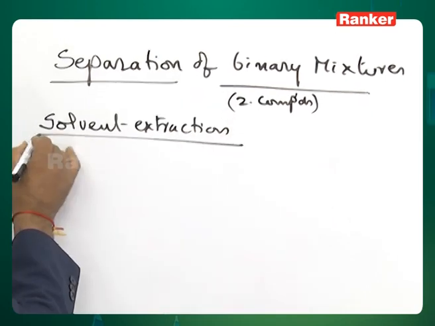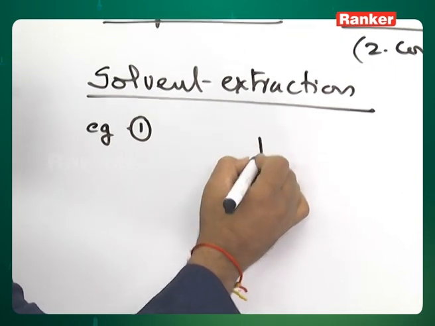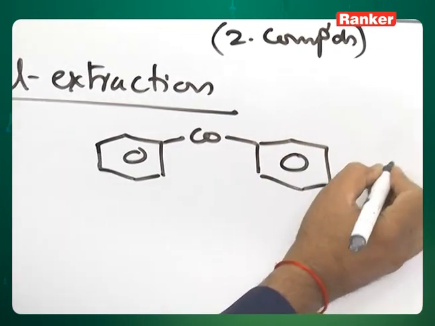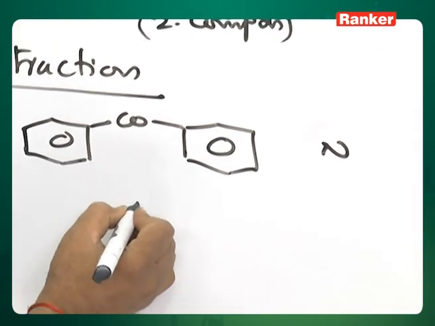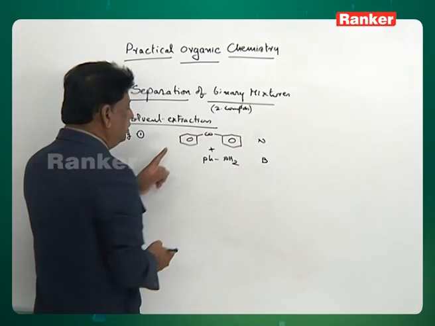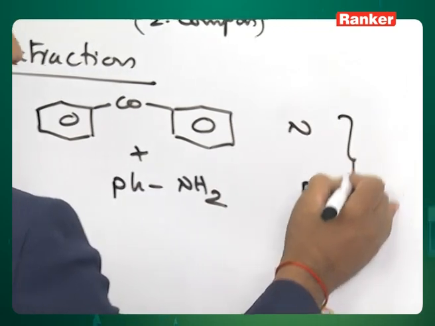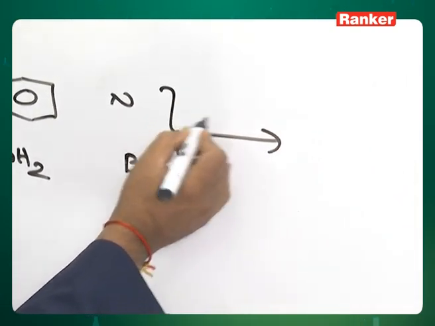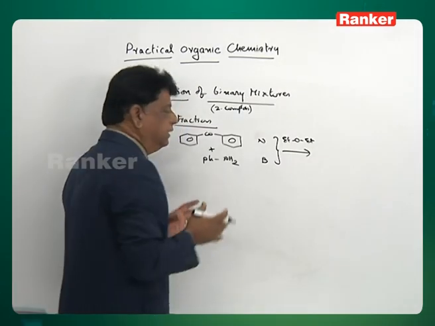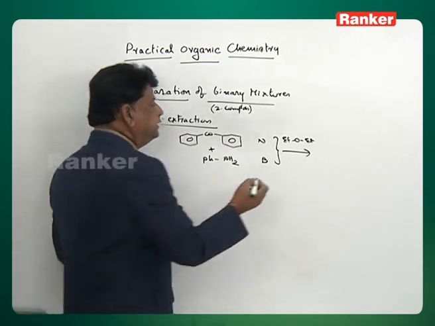In this method, an example: one neutral compound like benzophenone. This is a neutral compound, right? But another compound is aniline. This is the mixture. This is basic. One neutral, one base. If these 2 compound mixture is given, what you have to do is first you add the ether, diethyl ether, that is ethyl O ethyl. This is called diethyl ether, solvent ether. Both dissolve in the ether because both are organic. A solution comes, right?